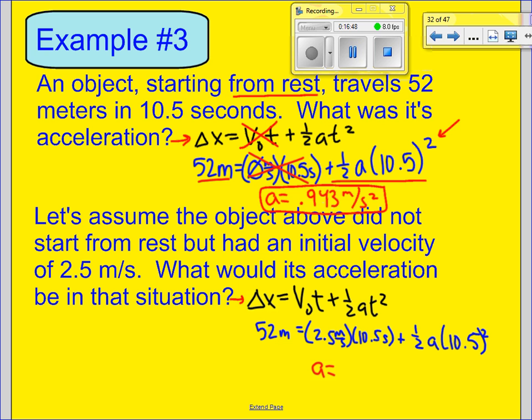In the second problem, notice now that you don't start from initial velocity of 0, but now you start with an initial velocity of 2.5 meters per second. So you'll notice that the equation looks very similar. It's 52 meters equals, but now we have to plug in the v initial t term. We have to plug in 2.5 as the initial velocity, times the time of 10.5 seconds, plus 1/2 a, which is what we're solving for, and 10.5 again, but squared. Make sure you do your algebra manipulation correctly on this one, and if you do, your answer should be 0.467 meters per second squared.